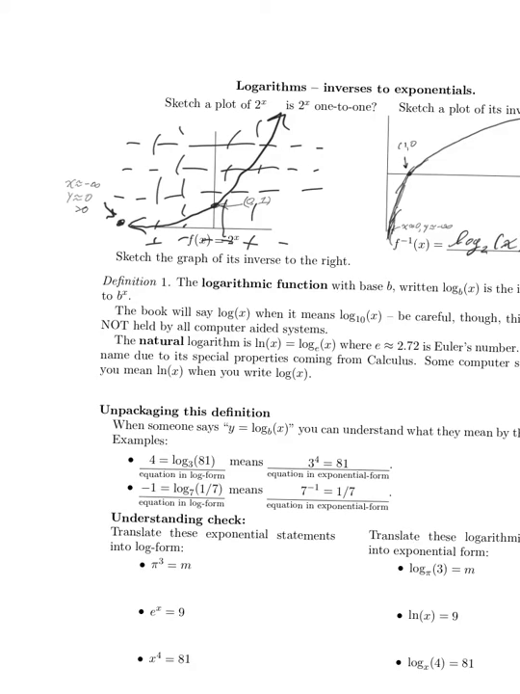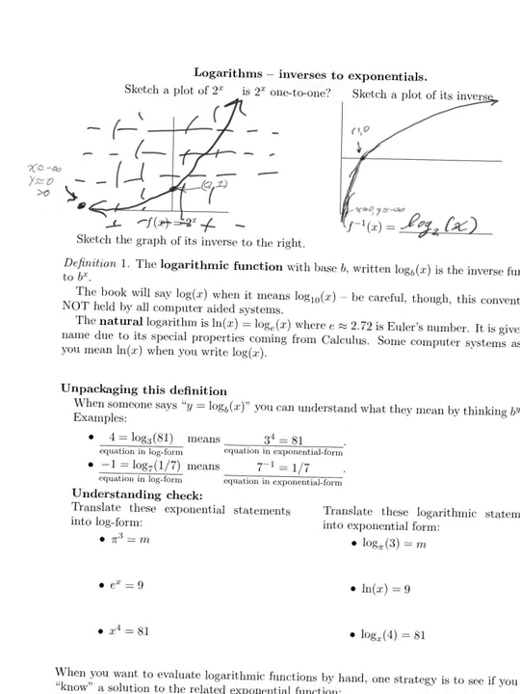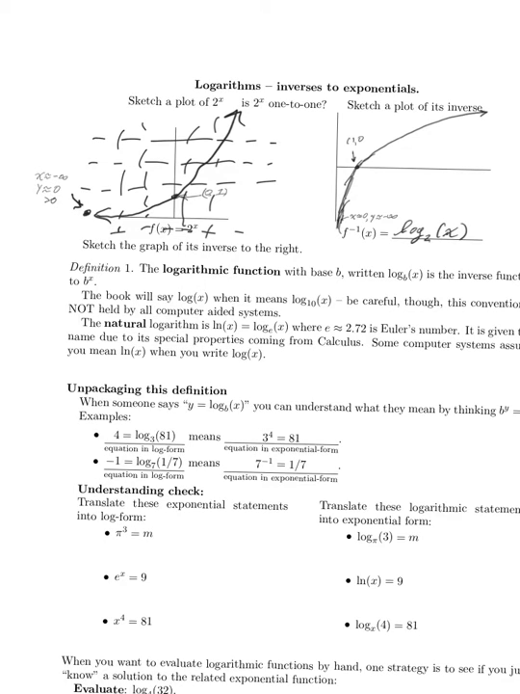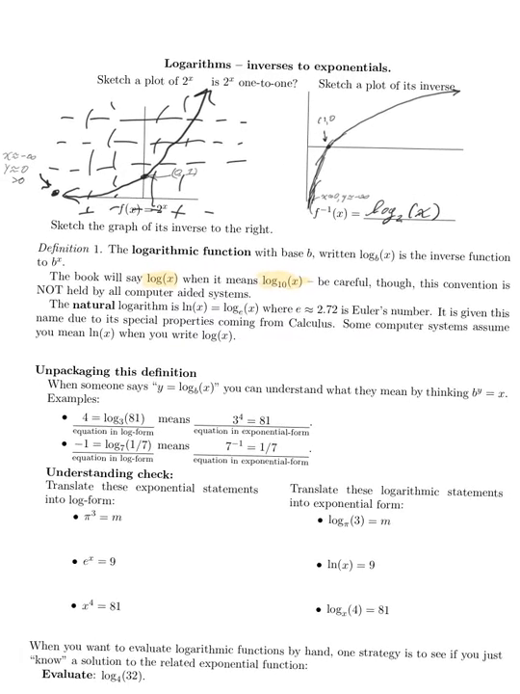So, a logarithmic function with base b, written log base b, is the inverse function to b to the x. So this is the inverse to 2 to the x. So it is the log base 2 of x. The book will write log of x when it means log base 10 of x. And that's a semi-standard convention. It's not completely 100% held.